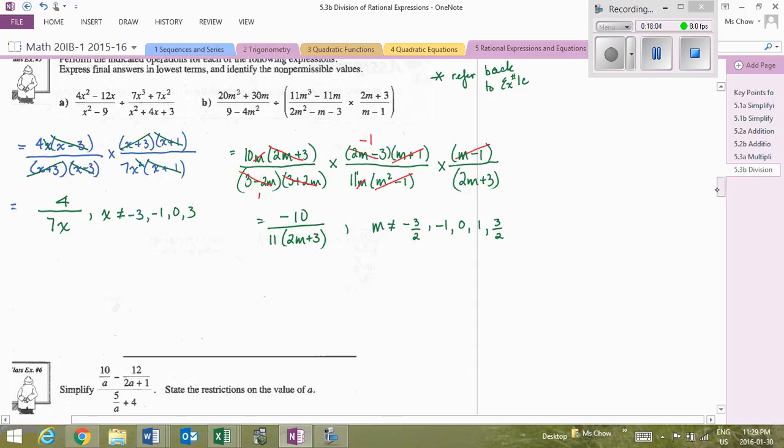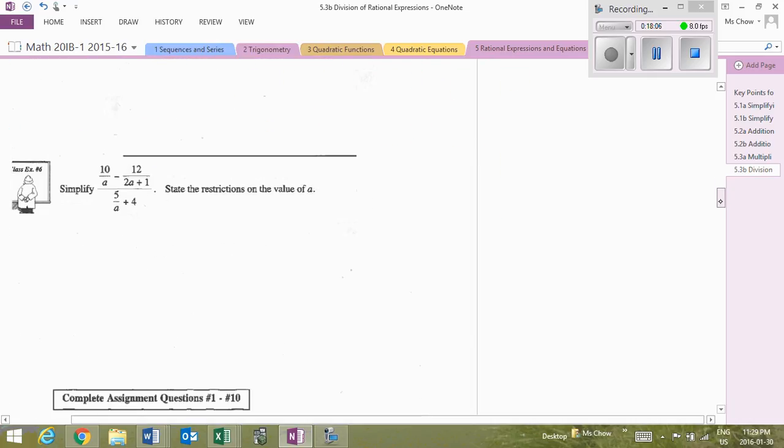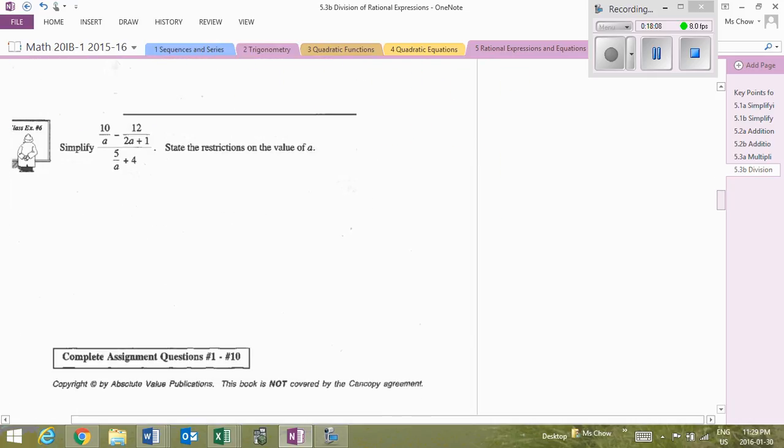Great. Let's take a look at class example number 6. So this is a nice one. Before we can actually divide, because remember you are dividing this whole numerator by the denominator, you need to bring them into essentially one fraction or one rational expression, which means this is a nice question combining addition and subtraction with your division.